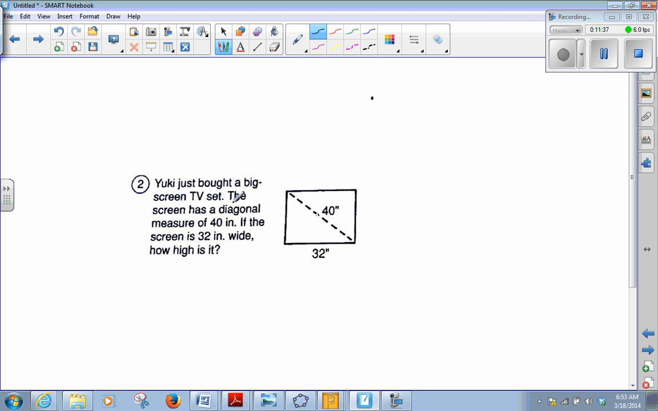So you can just spot a TV set. The screen has a diagonal of 40 inches. If the screen is 32 inches wide, how high is it? So this is what we're trying to figure out. We're trying to figure out if the screen is 32 inches wide and the diagonal is 40, how high is it? So notice it kind of makes like an imaginary right triangle right there, which means we can use Pythagorean theorem. So I'm going to make my little imaginary squares.